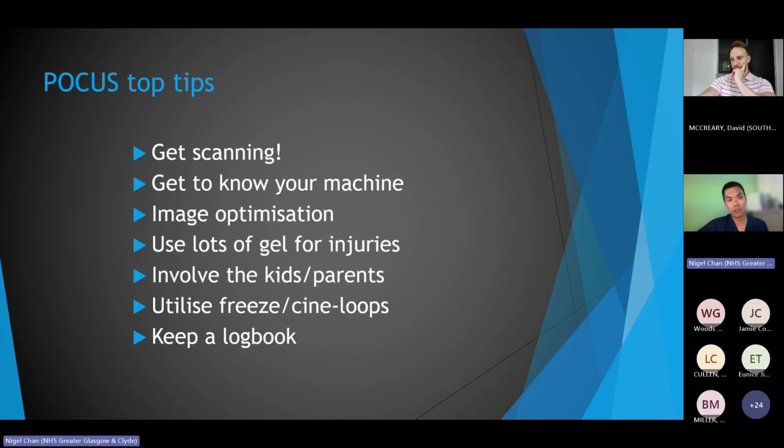The optimization of the images is really important, because if you've got a really poor quality image, you're not going to be able to make heads or tails of it. Keep it simple. So the bare basics: does it look normal or does it not look normal? And if you're in doubt, if you're scanning an elbow, scan the other one just to see what normal looks like.